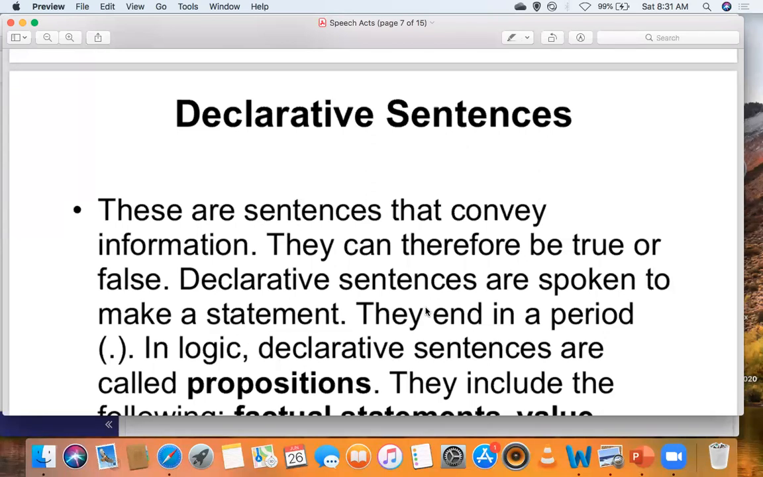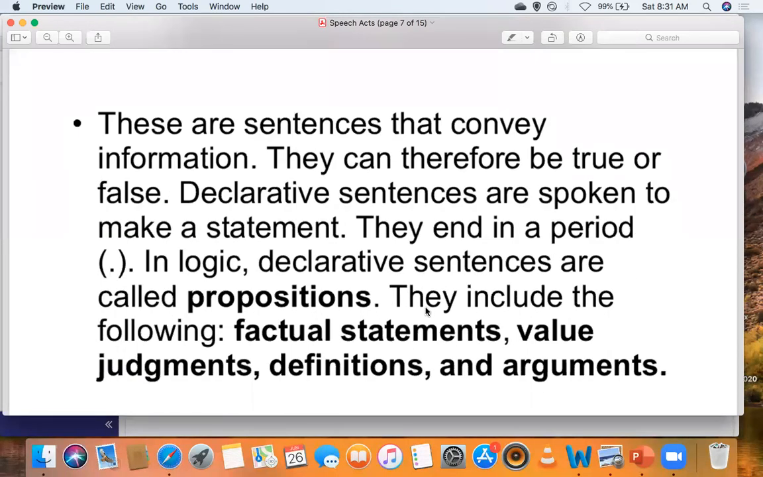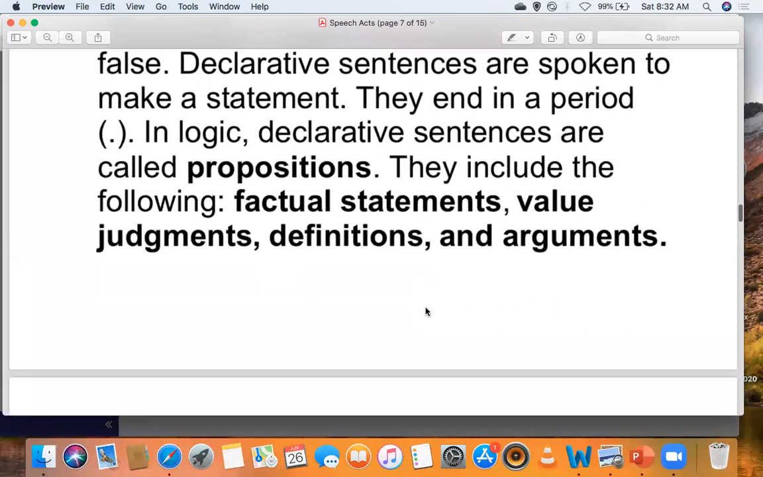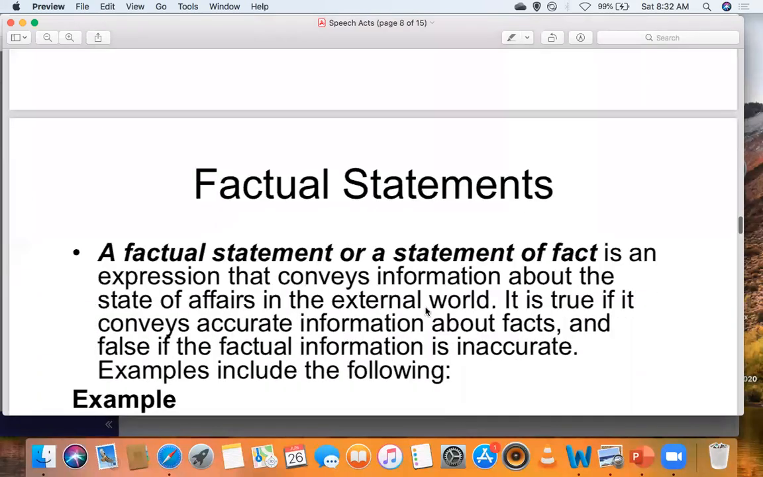Declarative sentences are spoken to make a statement, so we also call them statements. They end in a period, or what we call a full stop. In logic, declarative sentences are called propositions. So you can call declaratives statements or propositions. They include the following: factual statements, value judgments, definitions, and arguments. So these are the types of declaratives. Okay, so let's look at factual statements.